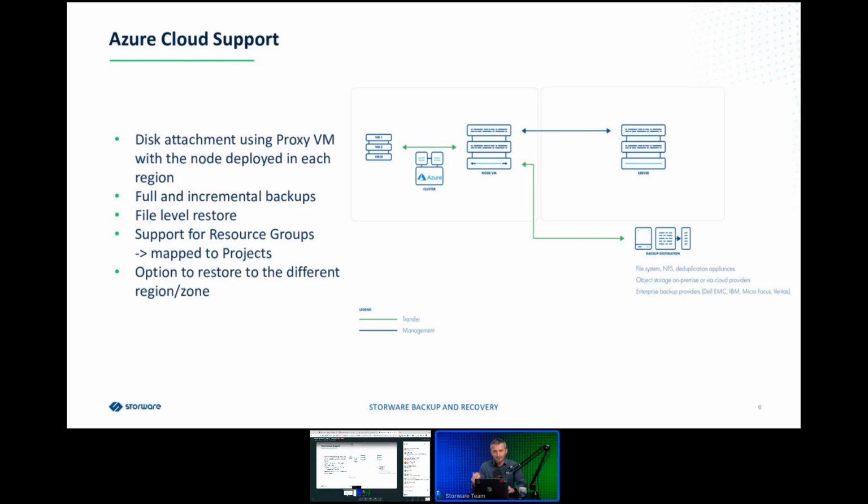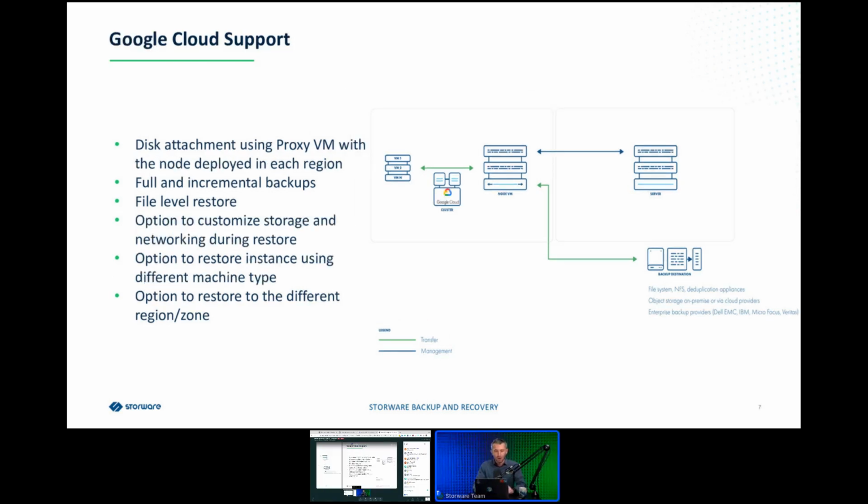Full plus incremental is also part of the new features. We introduced the disk attachment incremental backup. Before it, we had only full for AWS. Right now, because of the new features, we also have the incremental and incremental forever approach. Support for resource groups mapped to projects: during the backup or the restoration, you can choose the specific project, region or zone where you would like to restore the data.